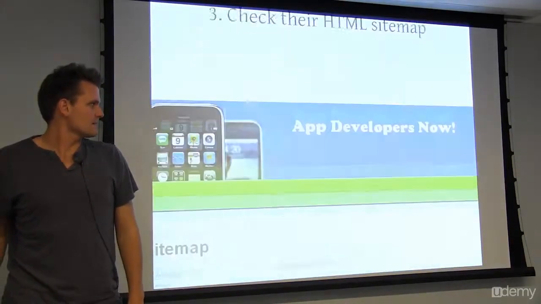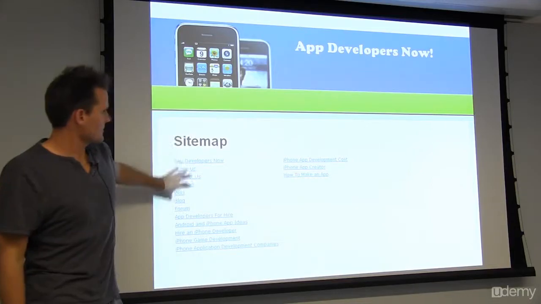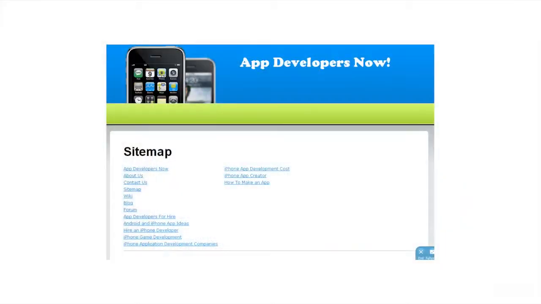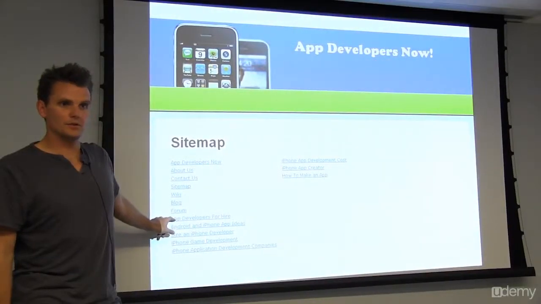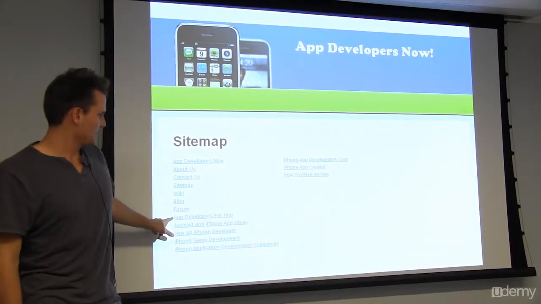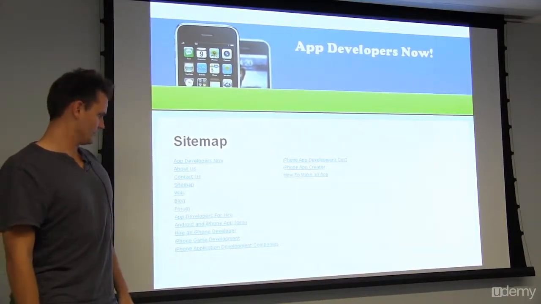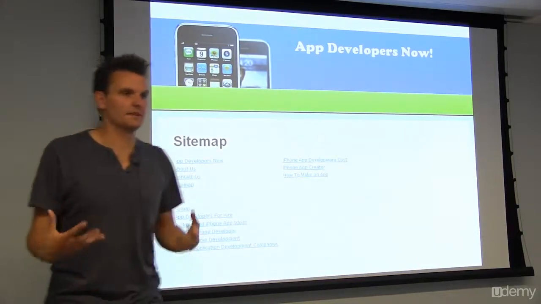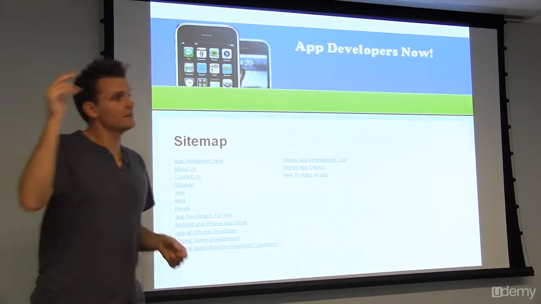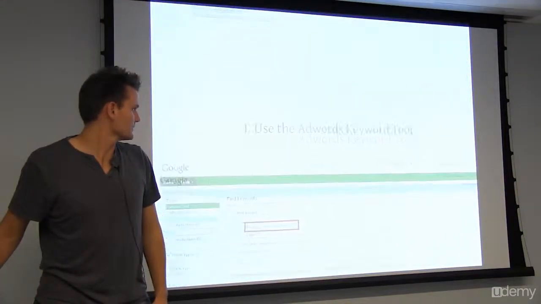Next is checking their HTML sitemap. Usually you go to the footer of a web page and you see Sitemap, their HTML sitemap. Anyone who's into SEO, their internal linking is usually pretty good, and oftentimes people use their sitemaps to get some internal linking anchor text, right? So what do you think they're trying to optimize for here? App developers for hire, Android and iPhone app ideas, hire an iPhone developer, iPhone game development, right? So a lot of the time you can go to your competitor's website, scroll down to the bottom, click Sitemap, and see all the text they're using to link to their own pages.